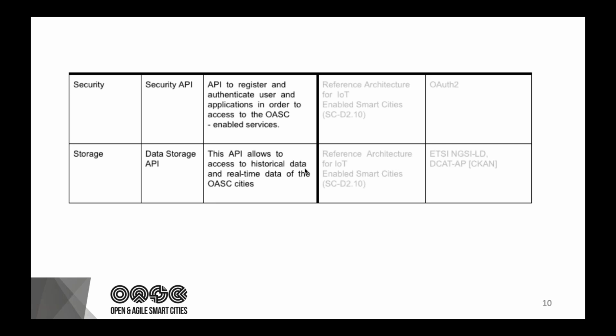Then the storage MIM is data. There the interoperability point is a data storage API, and that allows access to historical data as well as near real-time data of the OASC cities. And there again, the reference is the reference architecture developed within Synchronicity. And the baseline there is the ETSI NGSI-LD, with the data storage API. So that is the state of the MIMs, and as said previously, it's the first three columns. Those are the first steps.